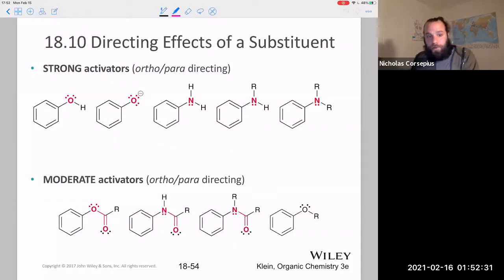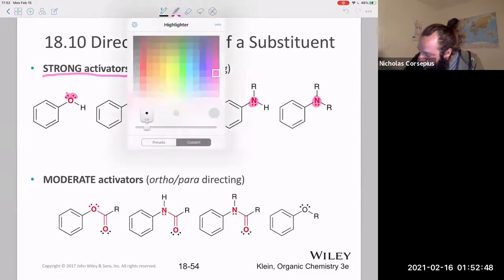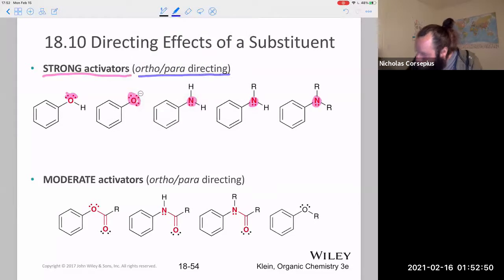All these different groups that we were talking about, we sort of talked about a few examples from each, but now let's go down and see. We have strong activators. These are things that all have pairs of electrons that they can readily donate into that ring system. And they are ortho-para directing, okay?